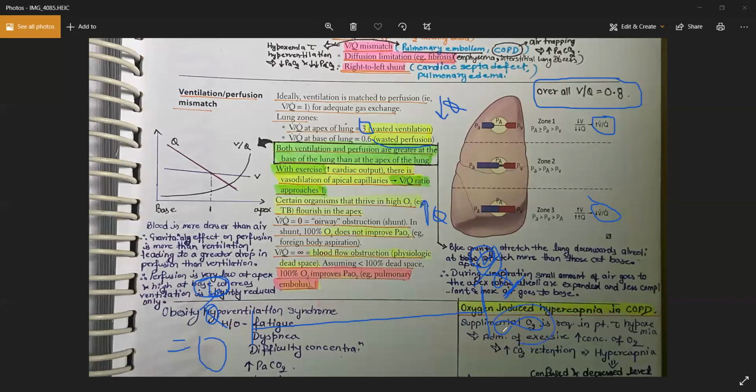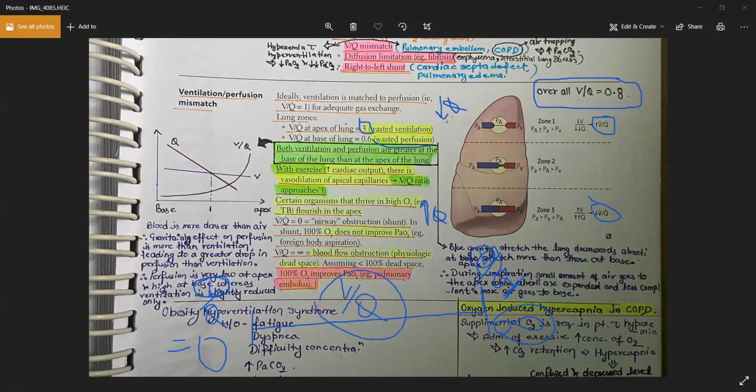So these are the two extreme conditions. In between, you can have a VQ mismatch. Any scenario that occurs between these two, you will always call it a VQ mismatch. You won't say the patient is having a higher VQ or a lower VQ. You will just say the patient is having a VQ mismatch.